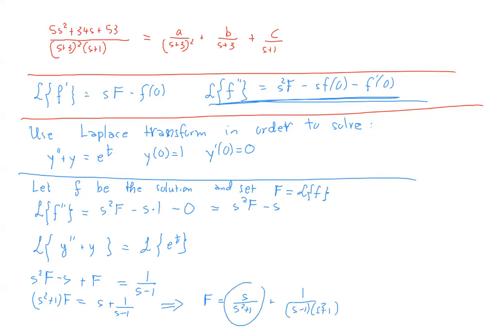And here, of course, this has Laplace transform cosine t. I mean, we know that already. And the question is, what is the inverse Laplace transform of this? And here's where I'm going to apply partial fraction decomposition. I'm not sure we mentioned how to set this up, but here's how we do it. So we have 1 over s minus 1 times s squared plus 1.